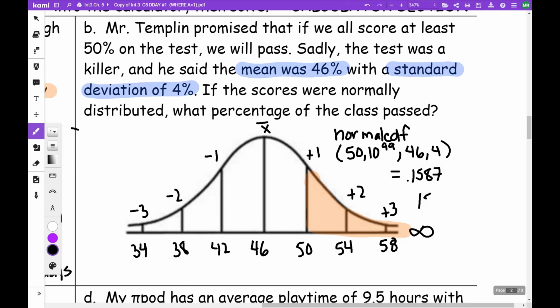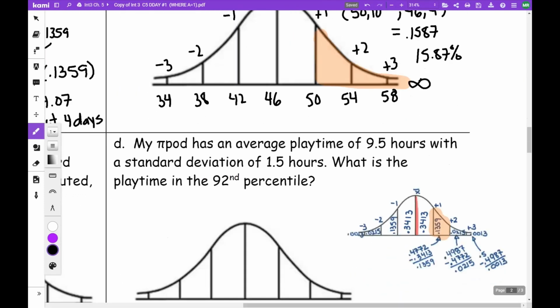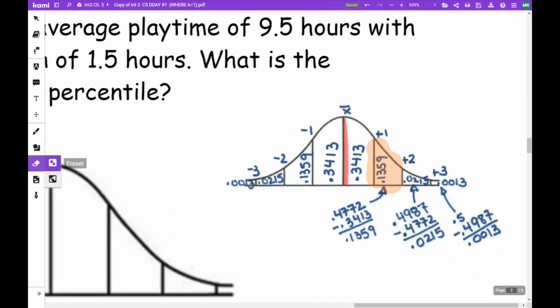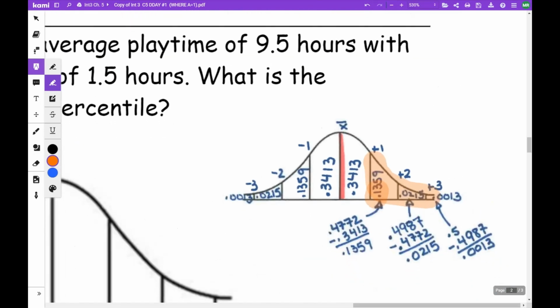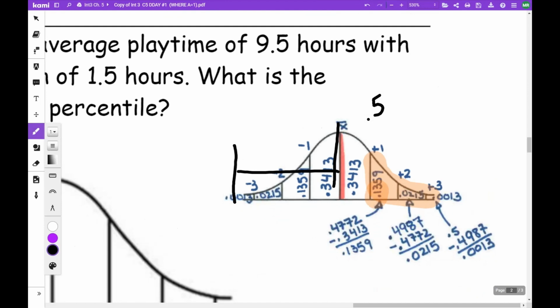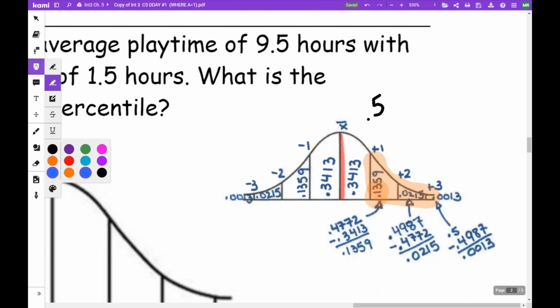So that would be 15.87%. Now, again, these were nice z-scores. So if I look down here for this one, we were looking at this. Actually, wait, hold on for a second. Basically, if I was looking at this half here, that is going to be 0.5. Let me shade it to make it a little clearer. This whole thing here is 0.5.